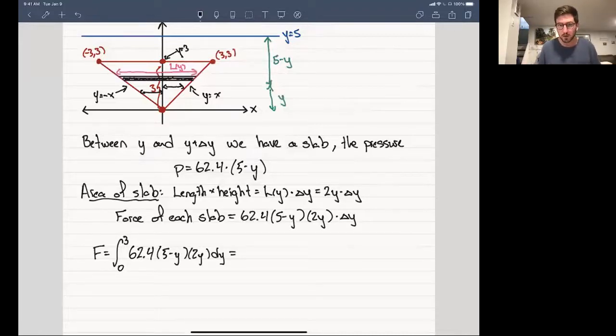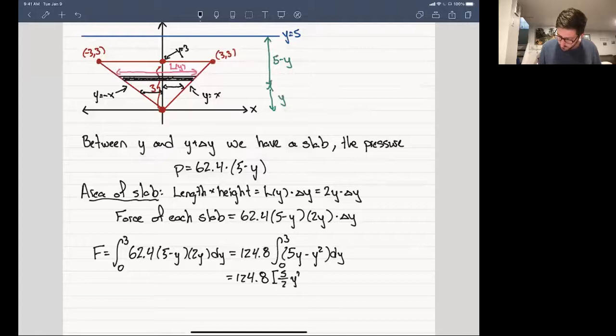Let's pull the 2 and the 62.4 outside. I get 124.8 times the definite integral from 0 to 3. Maybe we can multiply that y in as well. So I get 5y minus y squared dy. Now I've got a nice quadratic function to integrate. Let's just go ahead and find the antiderivative. This gives me 5 over 2 y squared minus y cubed over 3, running from 0 to 3.